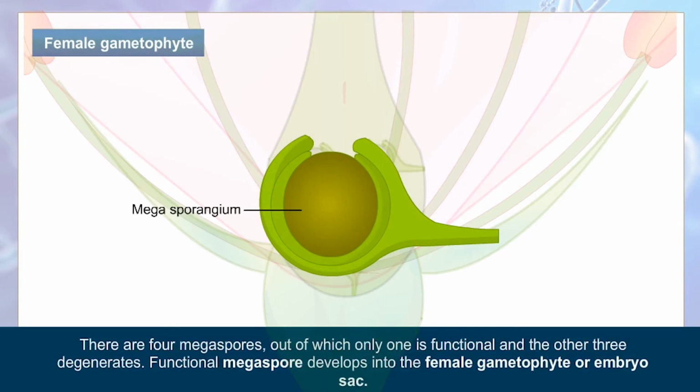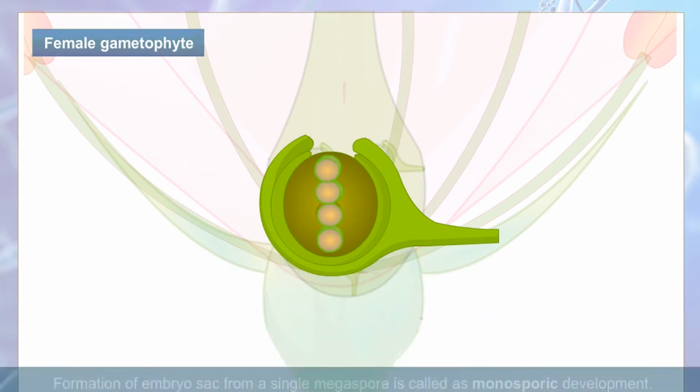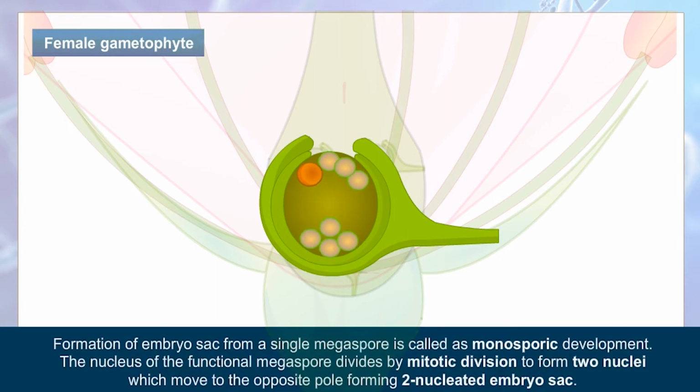Female gametophyte. There are 4 megaspores, out of which only one is functional and the other 3 degenerate. The functional megaspore develops into the female gametophyte or embryo sac. Formation of embryo sac from a single megaspore is called monosporic development. The nucleus of the functional megaspore divides by mitotic division to form 2 nuclei, which move to opposite poles, forming a 2-nucleate embryo sac.